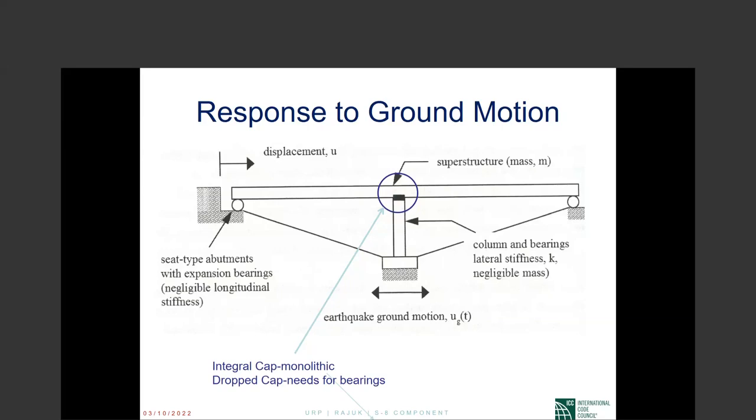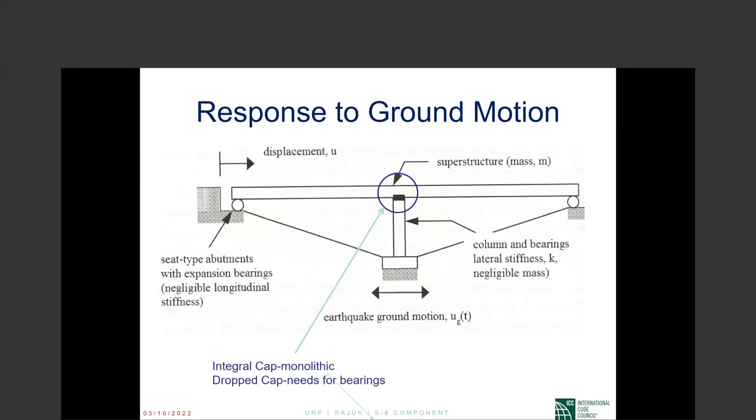The second part is that you need to look at how we are connecting the superstructure to the column itself. You have there a bent cap, and the bent cap could be of two types, could be a dropped cap or could be an integral cap. Most of the California construction will be an integral cap, it will be monolithic. If you have a box girder, the bent cap will be inside the box. You tend not to see it.